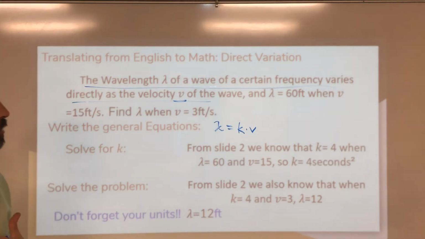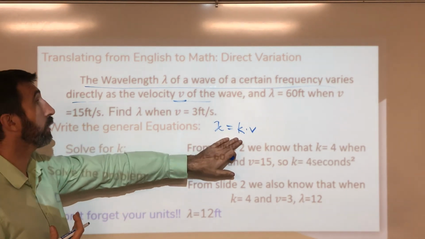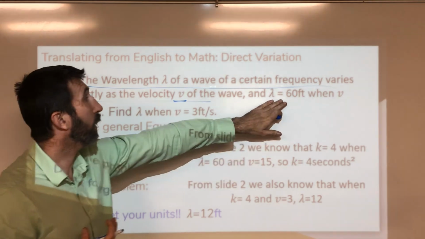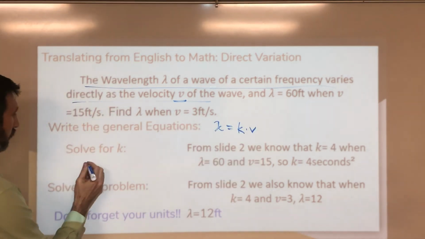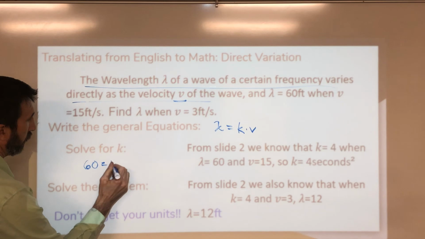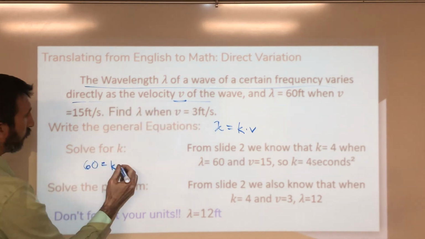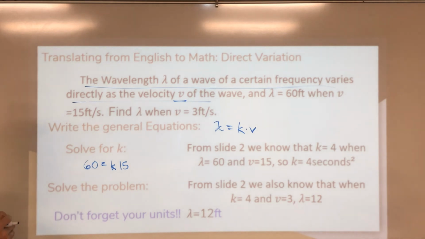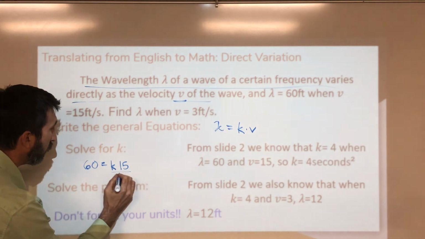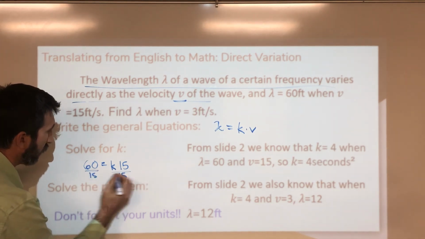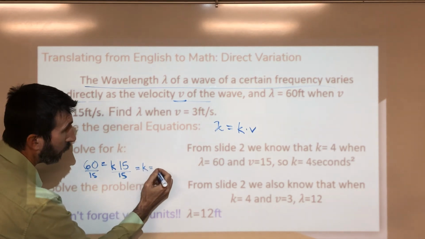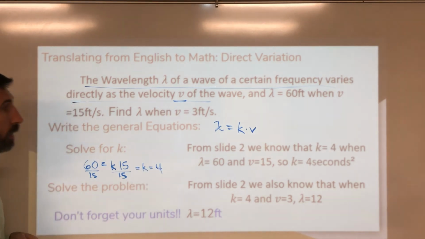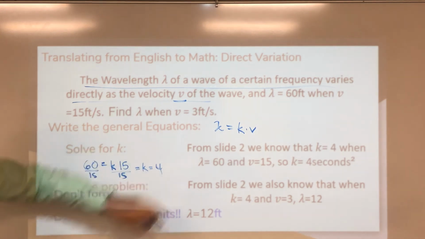The next thing they're going to do is give us some information so that we can solve for k, for our constant. So they tell us that when lambda equals 60, then v equals 15 feet per second. So that gives us enough information to solve for k. So when we divide by 15, we're going to get k equals 4 seconds. And we got that from slide 2 earlier.